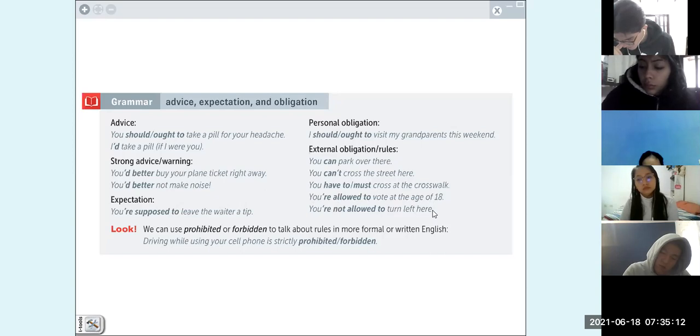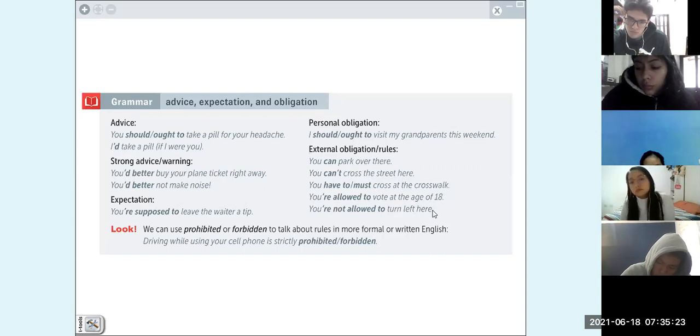You can smoke in this area. You can or you can't? You can't smoke in this area. Okay, you can't smoke in this area. Very good. Any other ideas?